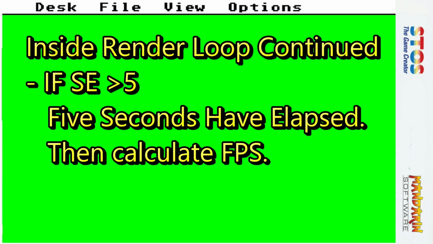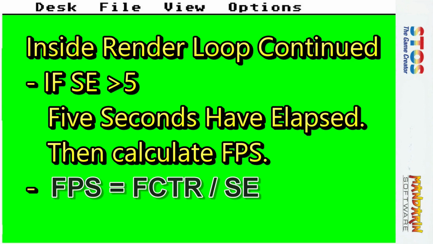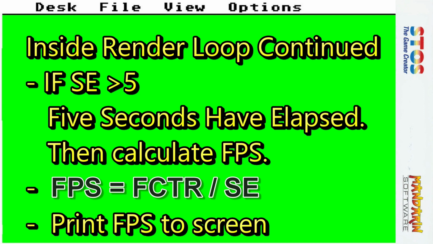This is a biggie. Once we have 5 seconds elapsed, SE equals 5, then we know there should be enough frames counted in the FCTR, or frame counter, to not get a divide by 0 error. We then calculate the current FPS by dividing the number of frames counted, FCTR, by the number of seconds elapsed, SE, and print it on the screen. We'll see this in action in the 6 render tests that will start now.